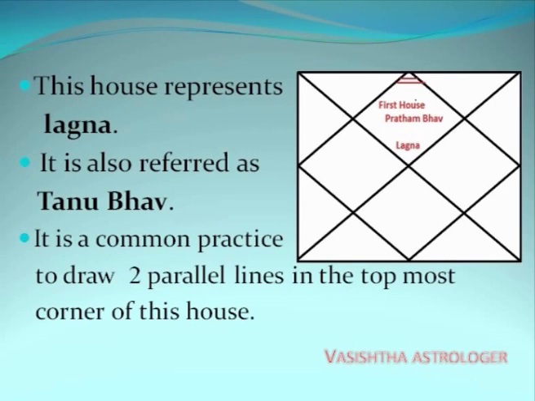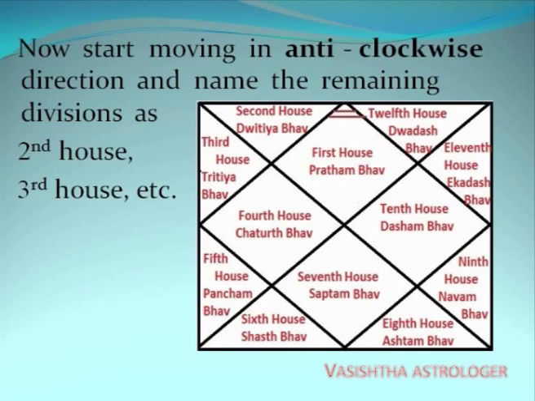It is a common practice to draw two parallel lines in the topmost corner of this house. This practice of drawing two parallel lines is followed so that one can easily notice the Lagna or ascendant in a birth chart. To mark the remaining houses, start moving in anti-clockwise direction and name the remaining divisions as second house, Dvitiya Bhav, third house, Tritiya Bhav, fourth house, Chaturth Bhav, fifth house, Pancham Bhav, and moving in this manner, 12th house, Dwadashesh Bhav.